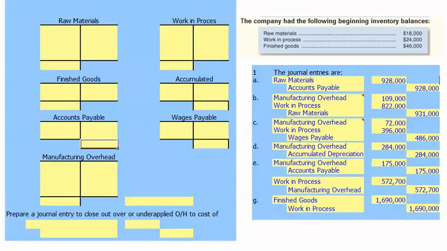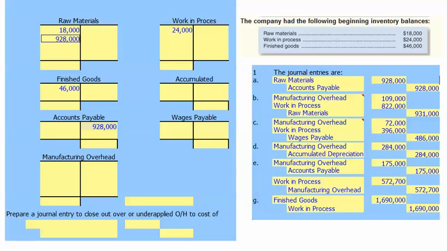The next part of our question asks us to post our journal entries to T accounts. Let's begin by picking up our beginning raw materials, work in process, and finished goods balances. Our beginning raw materials is $18,000, beginning work in process is $24,000, and beginning finished goods is $46,000. Our first journal entry then was a debit to raw materials and a credit to accounts payable. So let's post these items to our T accounts.